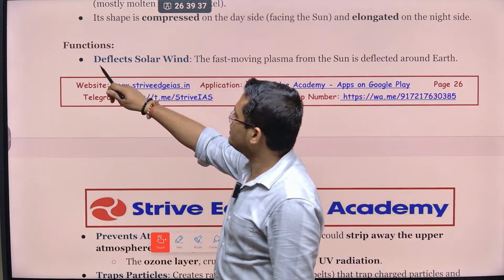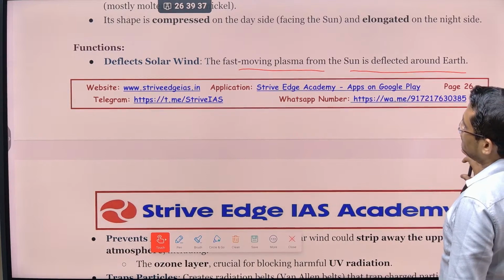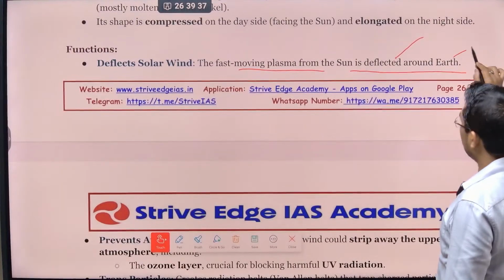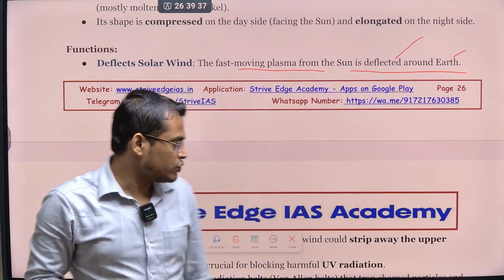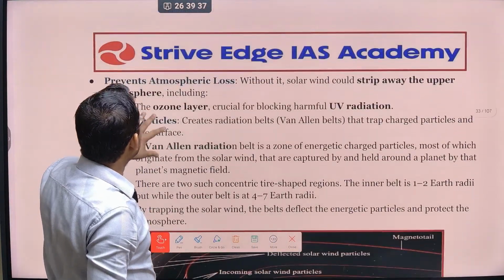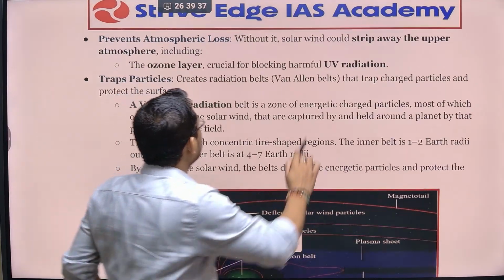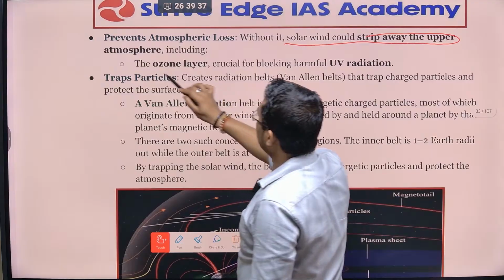They deflect the solar winds. So this fast moving plasma from the sun is deflected around the earth. When it is deflected around the earth, it is not allowed to penetrate deep inside the earth. So it prevents atmospheric loss. Without it, solar wind could strip away the upper atmosphere, including the ozone layer.